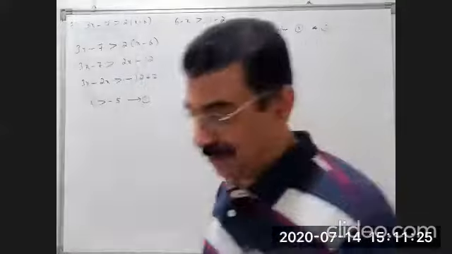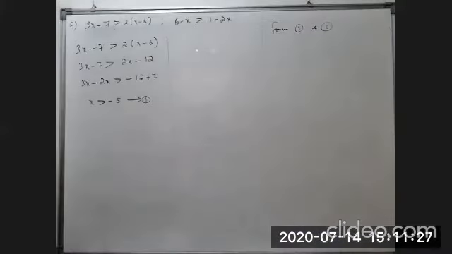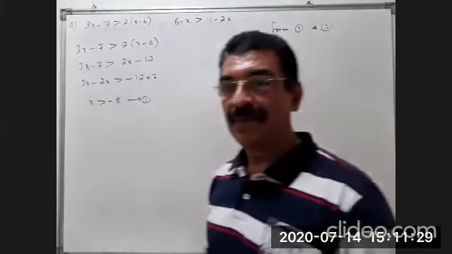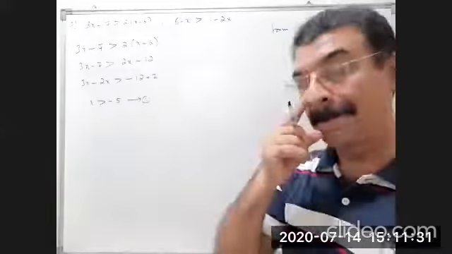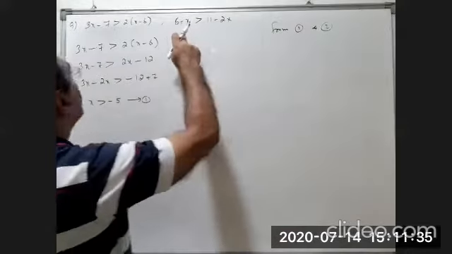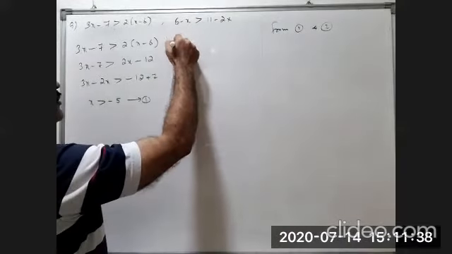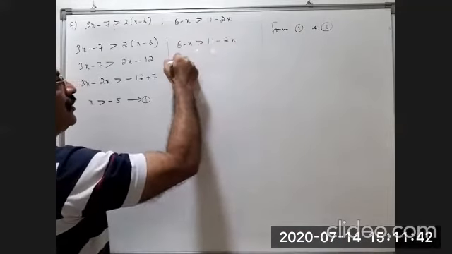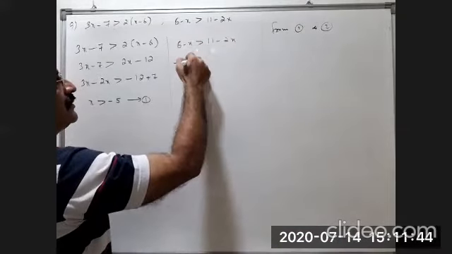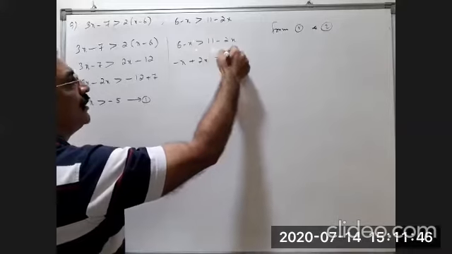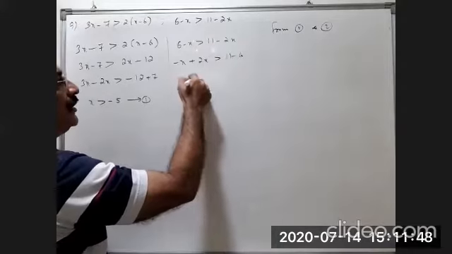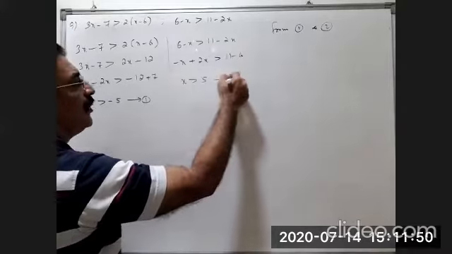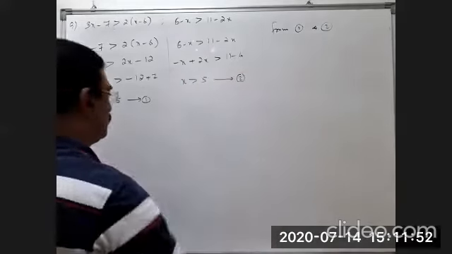It is the same as question number 7. Wait, we'll see. I don't remember the answer. We will check it. Next one. 6 minus x greater than 11 minus 2x, so minus x plus 2x greater than 11 minus 6. x greater than 5, condition 2.